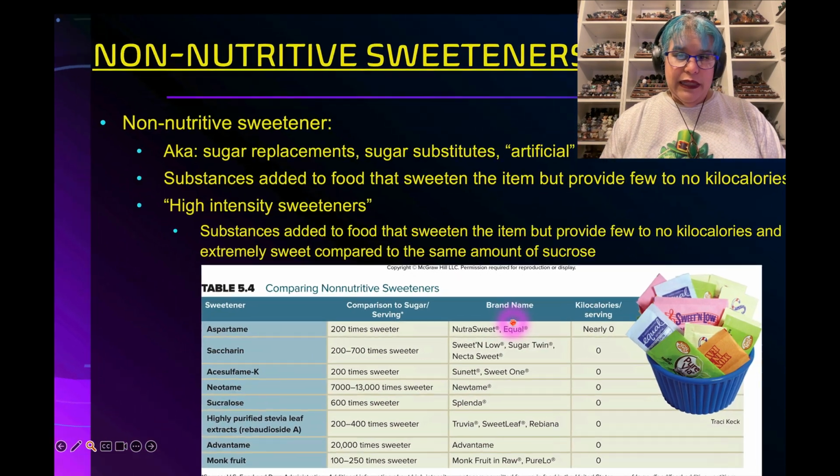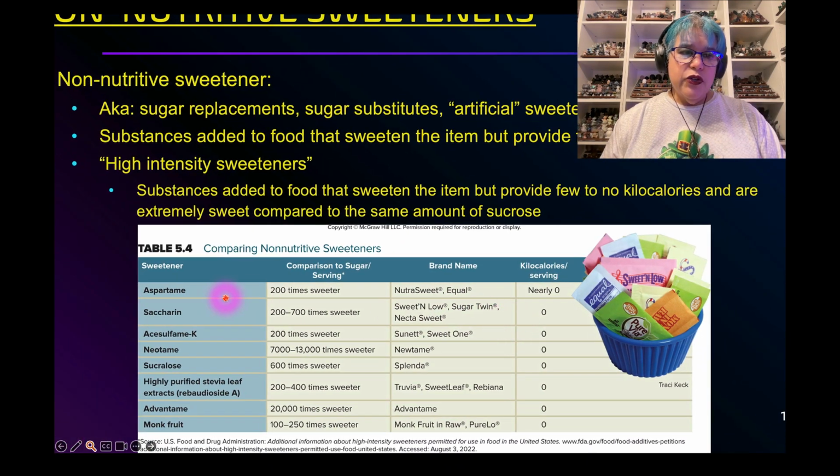So when we look at our list down here, you'll see that we've got aspartame. This is NutraSweet or Equal. It is 200 times sweeter than table sugar is. So we don't necessarily need a lot of it to make a drink sweeter. Nearly 0 calories with this. Saccharin, which is going to be our Sweet'N Low, our Sugar Twin, our NectaSweet, is 200 to 700 times sweeter than regular sugar. And again, kilocalories, 0.